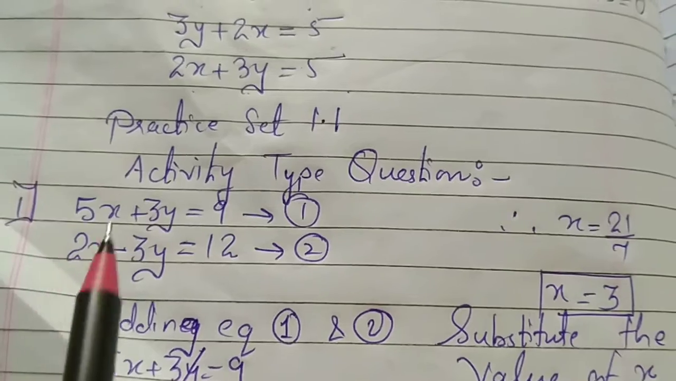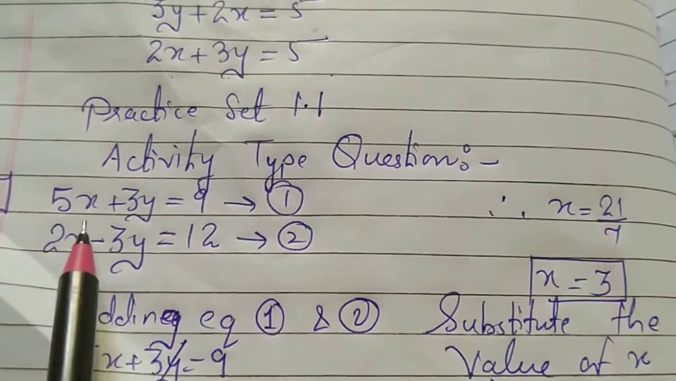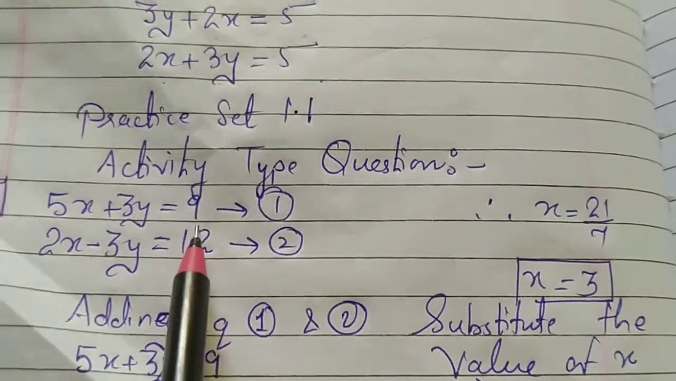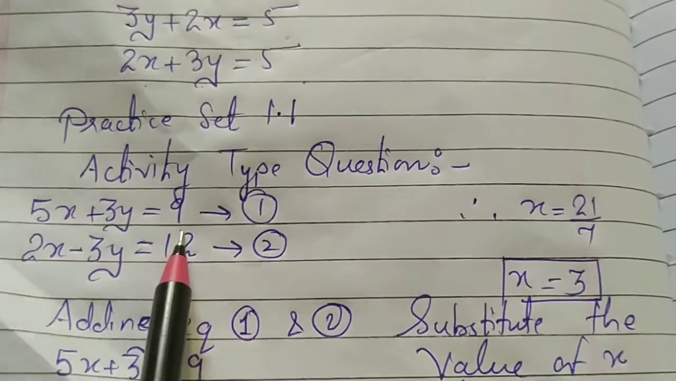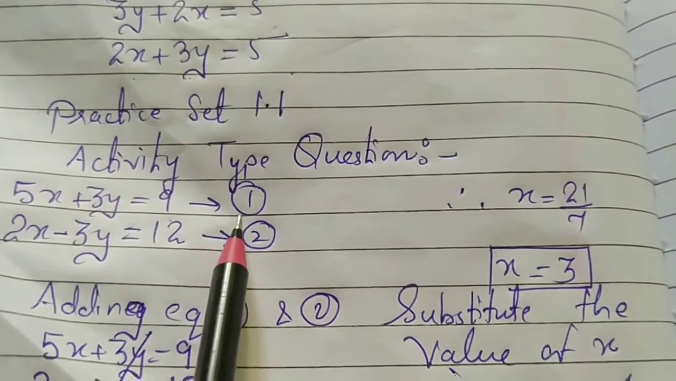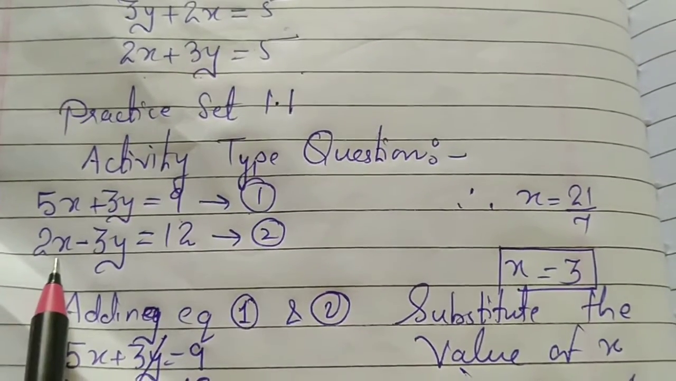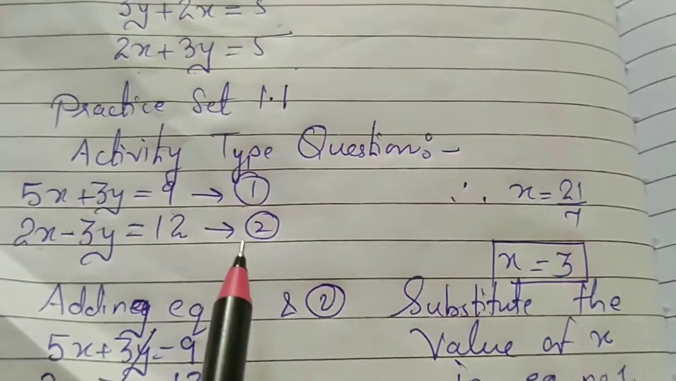So I have written the question over here, the first one which is given to you in your textbook, that is 5x plus 3y is equal to 9. Always you have to give a number to the equation, children. So this is the first equation, and I am writing over here equation number 1. Then the second equation which is given to you, 2x minus 3y is equal to 12. That is the second equation.